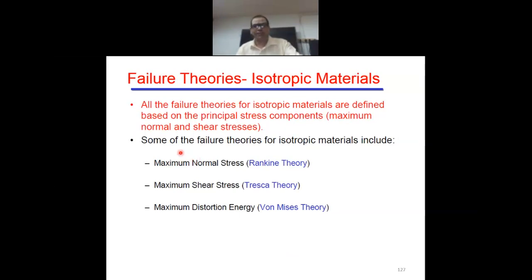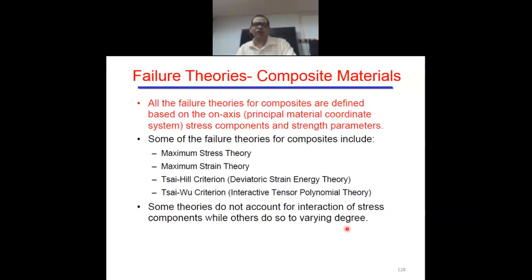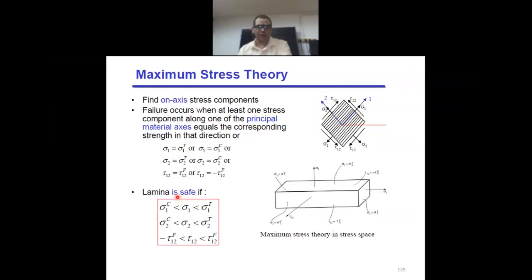So failure theories help us decide whether the structure fails or not. That is for isotropic materials. For composite materials, we have maximum stress theory, maximum strain theory, Tsai-Hill theory, and Tsai-Wu theory, right? So we don't need to do the test. By using such theories, we can conclude whether the structure survives or not. For example, if we apply F Newton load, using such theories we can compute and conclude whether the composite structure survives or not.